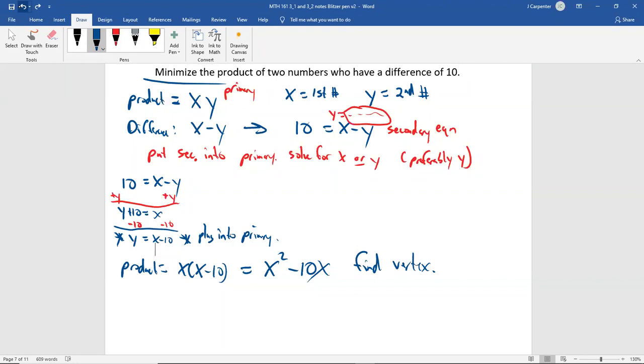How do we find the vertex in this format? Negative b over 2a. So your a is 1, your b is negative 10, your c is actually 0. So h is equal to negative b, which is negative negative 10, over 2a, which is 2 times 1, which is positive 10 over 2, which is 5.